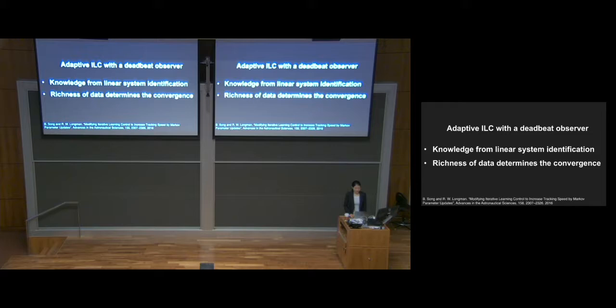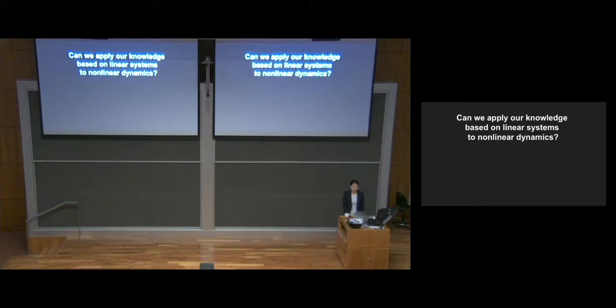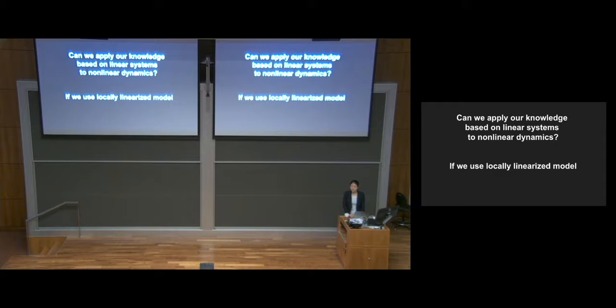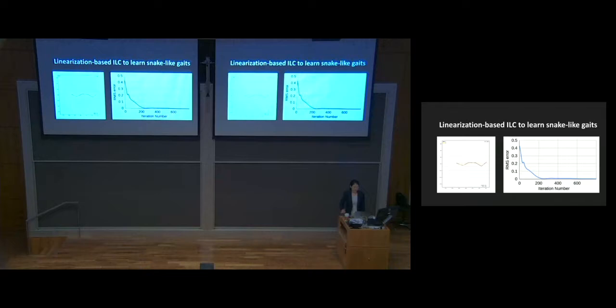So until now, all the equations used linear dynamics. But we always have nonlinear dynamics in the real world. Can we transfer our knowledge from linear dynamics to nonlinear dynamics? For system identification, I'm not sure, but I guess no. Or maybe some professors have different opinions. But for control, I know the answer is yes, because we can use a locally linearized model. There exists a close vicinity where the locally linearized model can represent the nonlinear dynamics, and as long as we limit our learning step size inside of this close vicinity, ILC will work. That's the linearization-based ILC. I implemented it for a snake-like robot to demonstrate the idea.